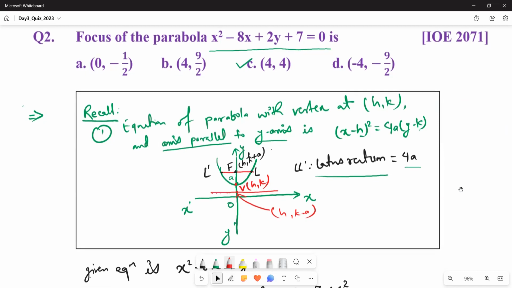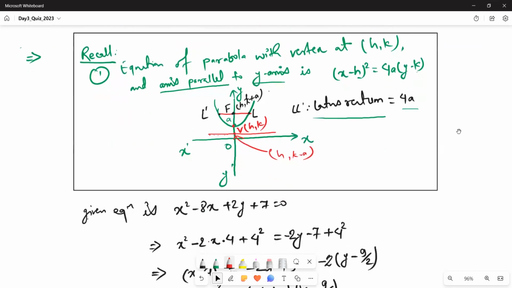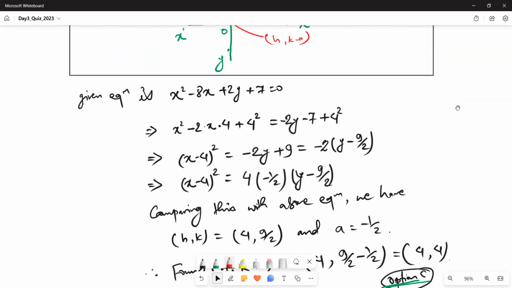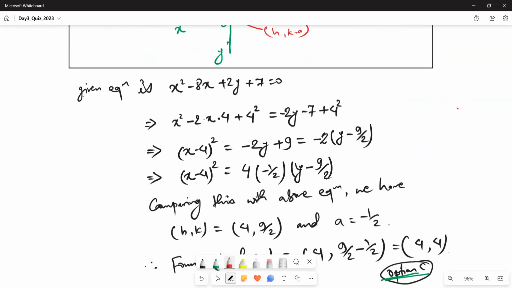Okay, so now let's move ahead. We need to calculate the focus of this parabola. We'll try to formulate our equation in the format (x minus h) whole square, and then we'll get the values of h, k and a, and from that we can calculate our focus. The given equation of the parabola is x square minus 8x plus 2y plus 7 equal to 0. We will try to form it as (x minus h) whole square equal to 4a (y minus k).